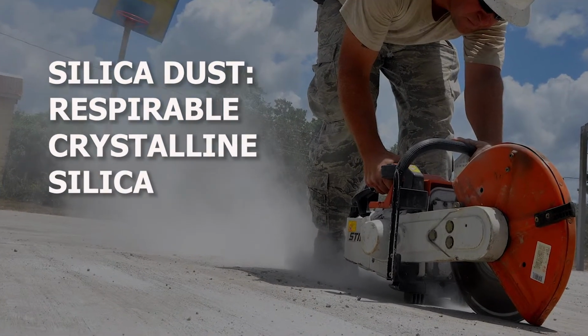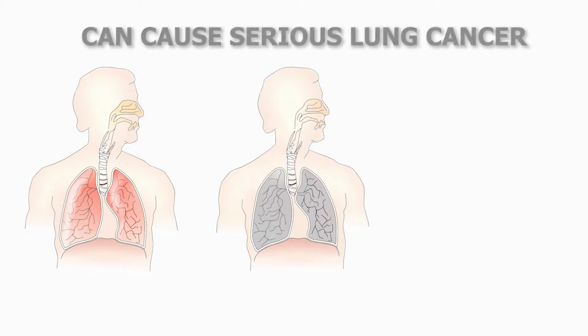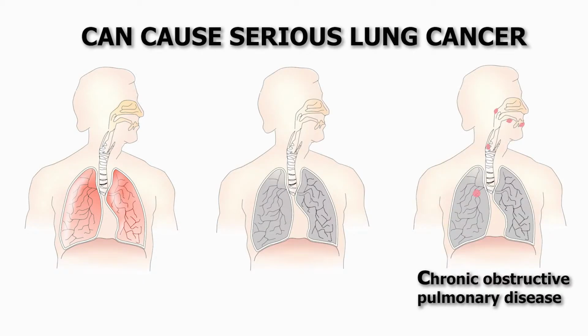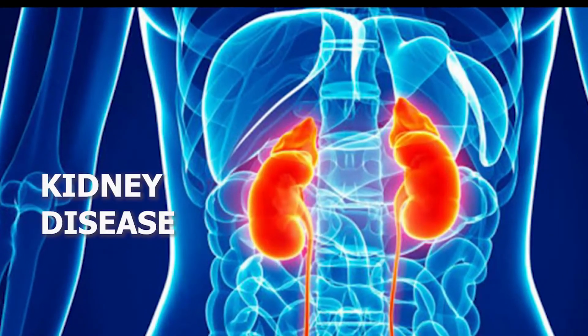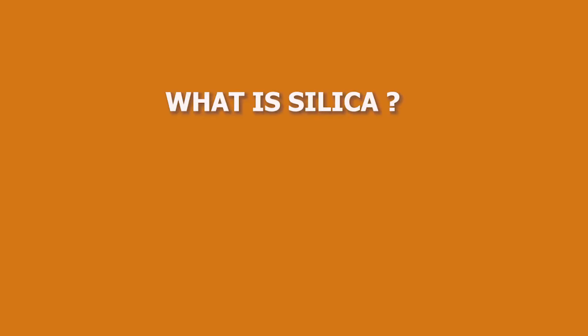Exposure to a form of silica dust called RCS is dangerous and can cause serious lung disease. It is known to contribute to lung cancer, and other diseases can occur too, such as silicosis, chronic obstructive pulmonary disease, and kidney disease. It is very important to eliminate RCS from a workplace or minimise exposure to ensure worker health and safety. So what is silica?